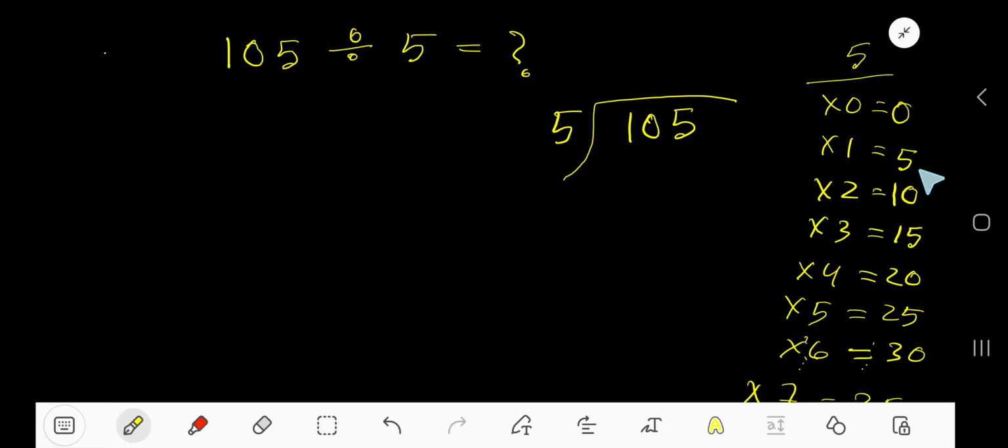0 plus 5, 5; 5 plus 5, 10; 10 plus 5, 15; 15 plus 5, 20. Okay, look, 5 goes into 1 how many times? 0 times, as 1 is less than 5. So 0 times 5, 0.